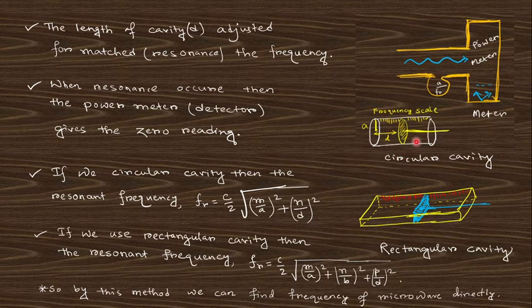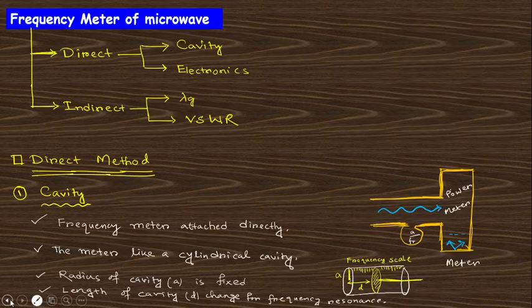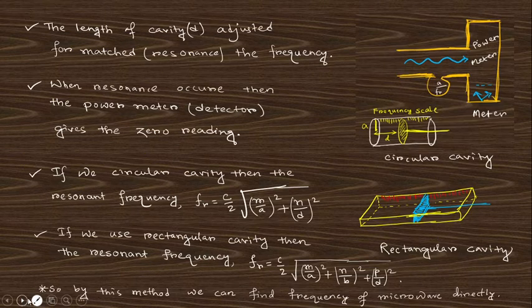So from this formula for the cylindrical or the rectangular cavity, we can find out the frequency from this dimension where the power meter gives 0 value. Clear? This is the cavity method by which we can directly find out the frequency of the microwave by measuring this dimension of the cavity at the resonance condition. The resonance condition means the power will be 0 at the power meter.